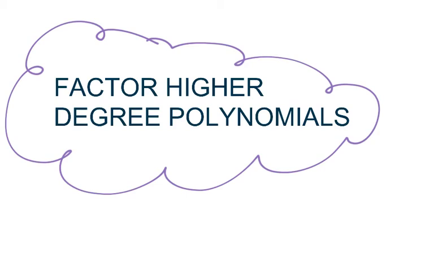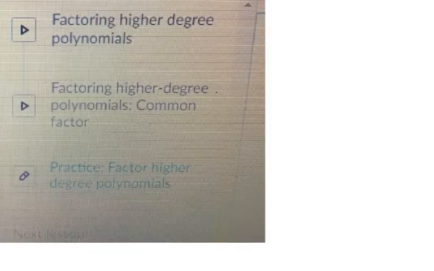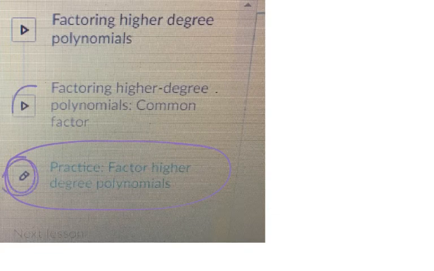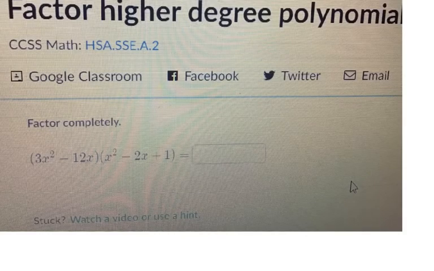So we're going to factor high degree polynomials in different ways. And again, here's where I found it. The pencil mark tells you it's practice. The arrowheads tell you they're videos. Watch the videos you want, guys. They're good videos. Okay? But anyways, let's get right to the practice.